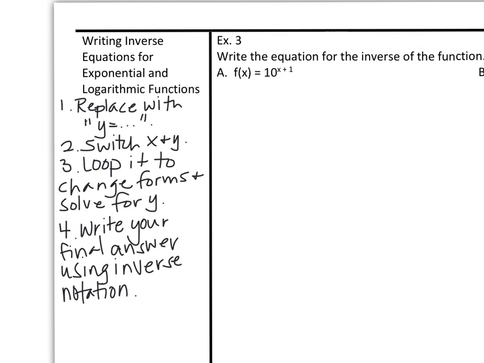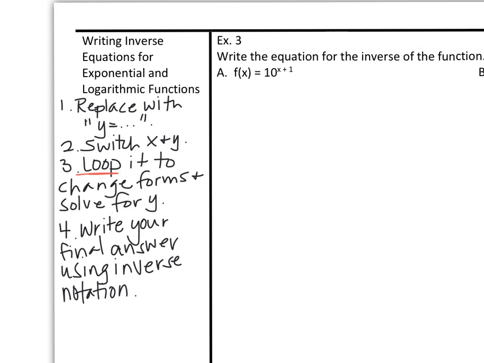Step 1, if you have function notation like f of x or g of x, replace that with y equals. Step 2, we switch x and y around. Step 3 is normally where we'd get stuck with these functions. We really can't get y by itself until we loop it to change forms. Meaning if we have an exponential function, we'll change it to logarithmic as its inverse. And if we have logarithmic, it'll become exponential for the inverse. Once you loop forms, you do need to solve for y, get y by itself.